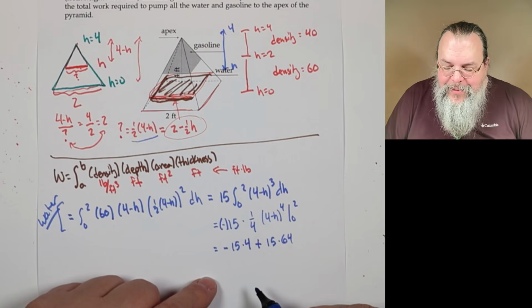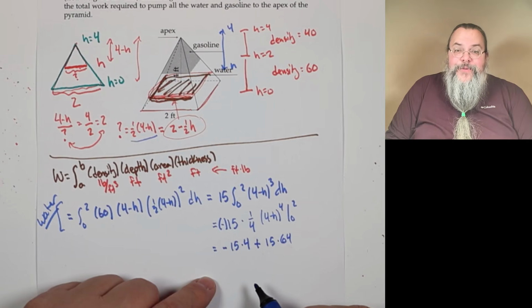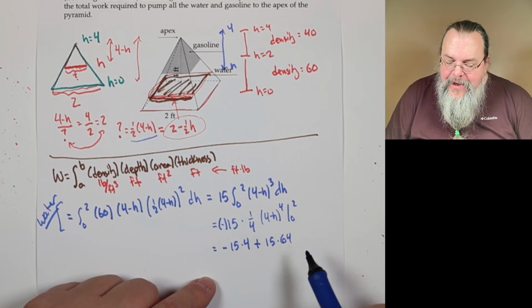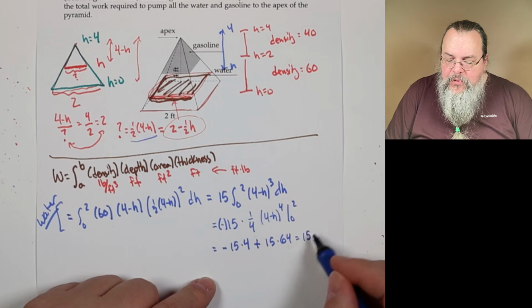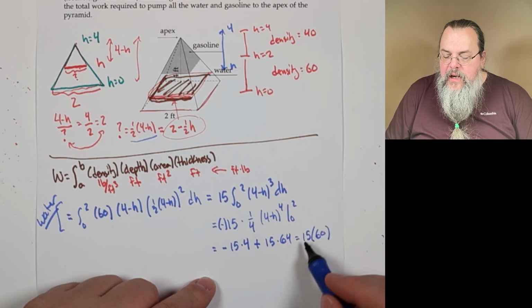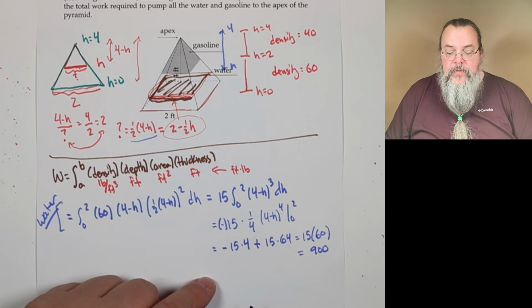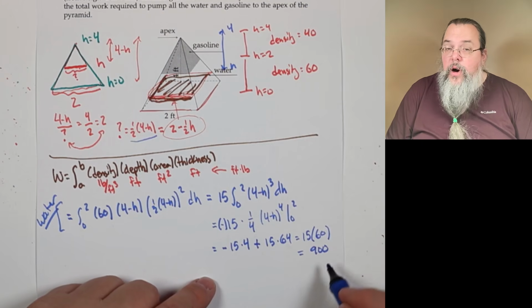Okay, well, that's still a big number. 4 to the 4th is 256. All right, and, well, what can we do? Well, this is the same as 15. Pull it out. Take 64, subtract 4 times 60, and 15 times 60 gives us 900. So that's just the water.